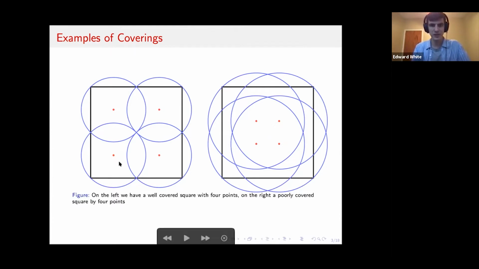So on the left, we have what we could say is a good covering of the square with 4 points. And on the right, we have a slightly less good covering, or maybe just a poorly covered square of 4 points. This illustrates the idea that the set is fixed, and we want to think about how changing the placement of the configuration of points affects our covering of the square.